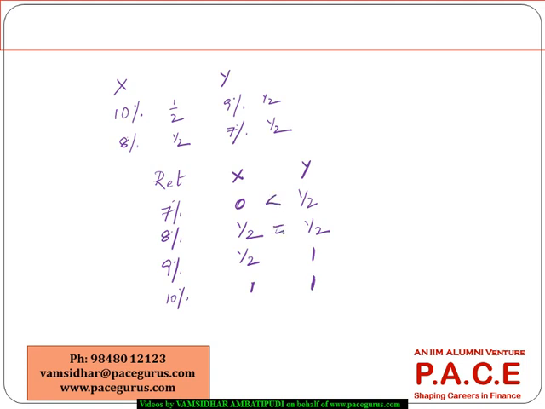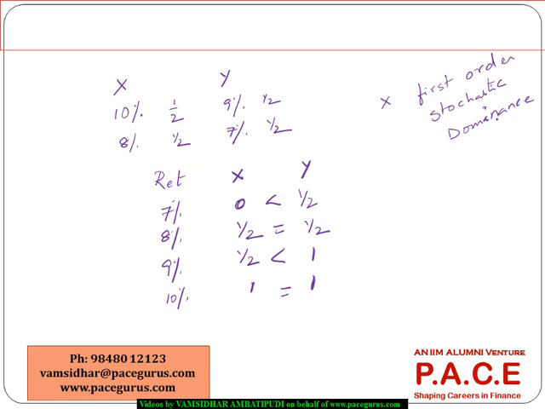Now here what I am seeing is the cumulative probabilities of x at any point are either less than or equal to, but never greater than, which means I can very well say that x is having first order stochastic dominance over y. That is what we are typically talking of, the first order stochastic dominance concept.